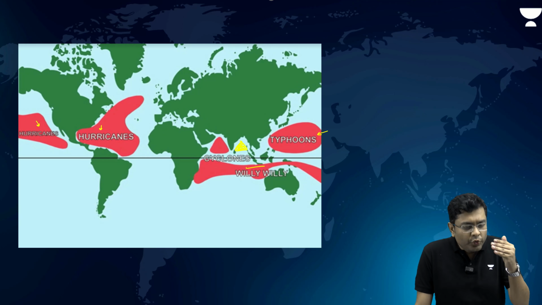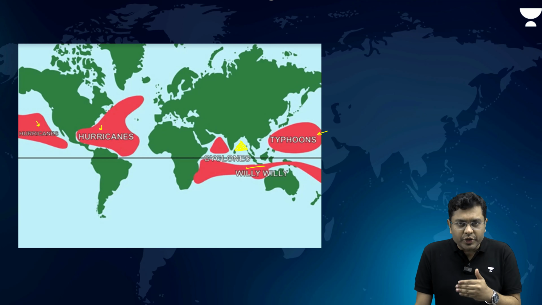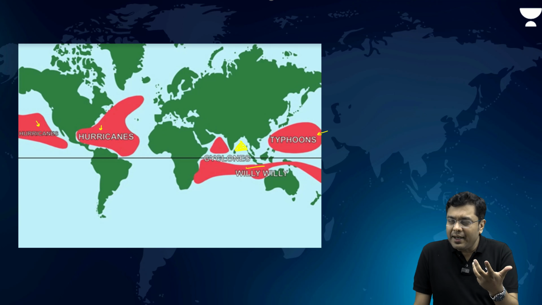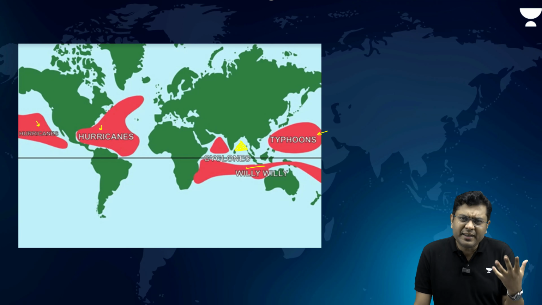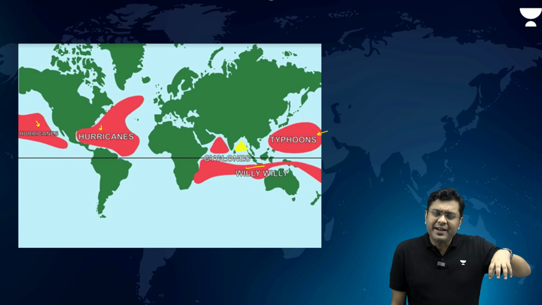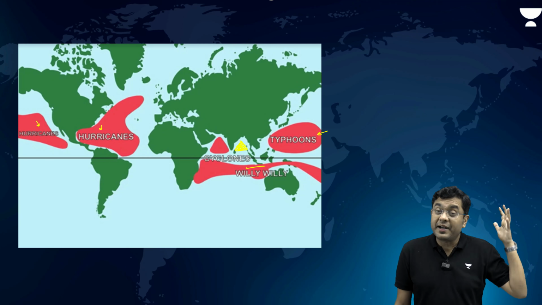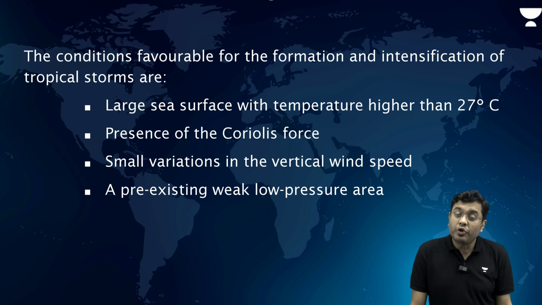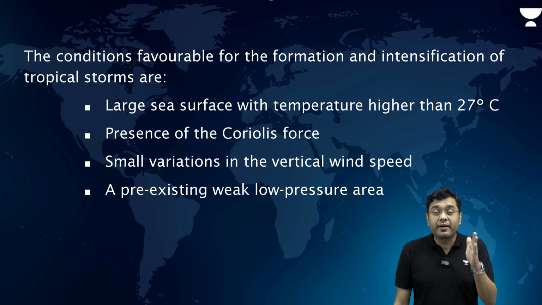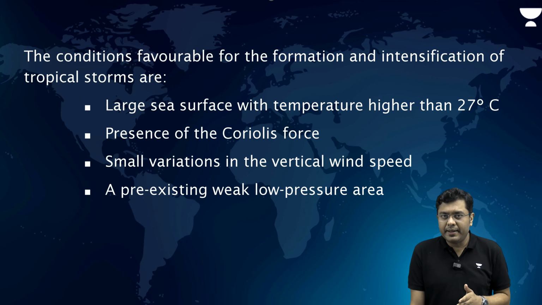No. You need certain prerequisite conditions to be met. Only then will you have a cyclonic circulation in existence. Otherwise, you will have those low pressure centers. They can cause rains, but a cyclonic formation won't occur. So what are the conditions required for the formation of a tropical cyclone? Let us take a look at that. So these are the 4 basic criteria which must be met.